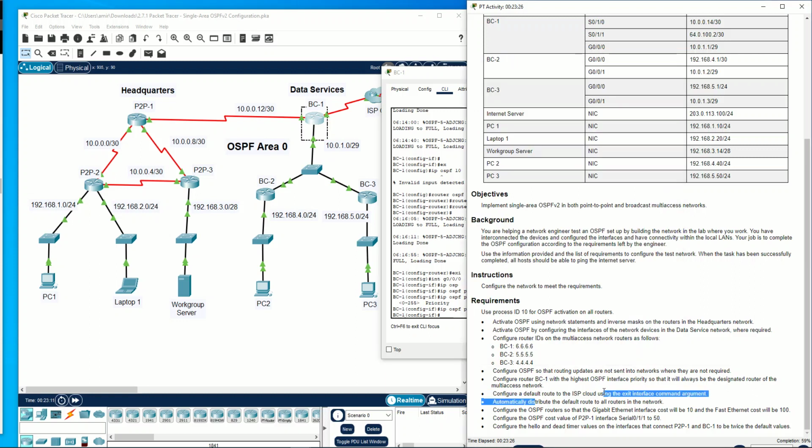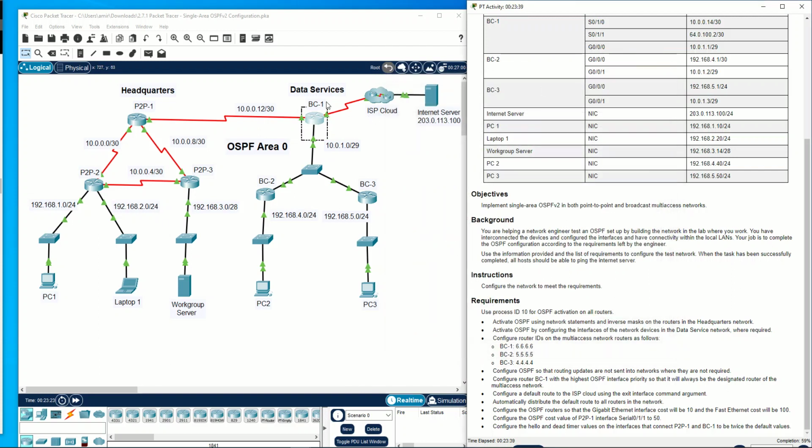In this step, configure default route to the ISP cloud using the exit interface command argument. As you know, always between the border router of the network, this is the border router, the last router connected to ISP, the connection between border router and ISP should be by a static routing table, and we should write a default route. Because for example, if BC3 gets any network that it cannot recognize, it should be sent to BC1 and BC1 sent to ISP. All unknown networks should be sent to BC1, and BC1 has responsibility to send to ISP cloud.